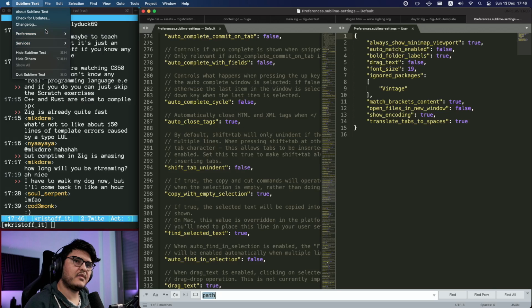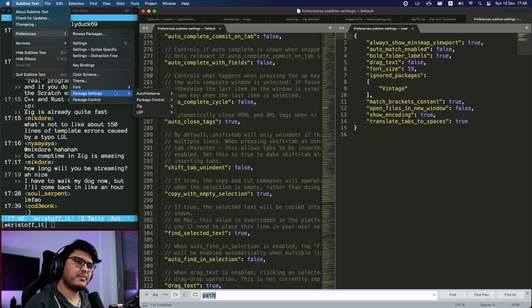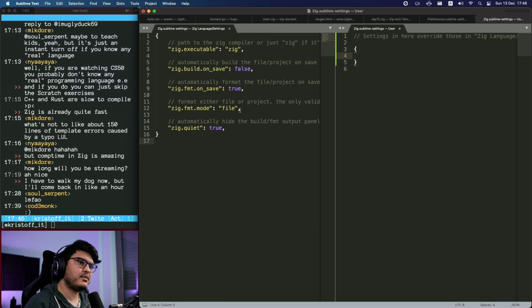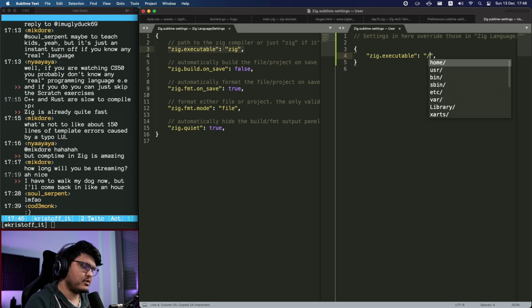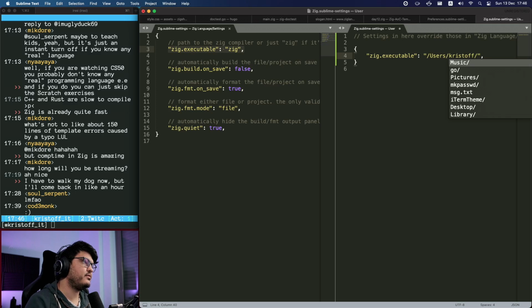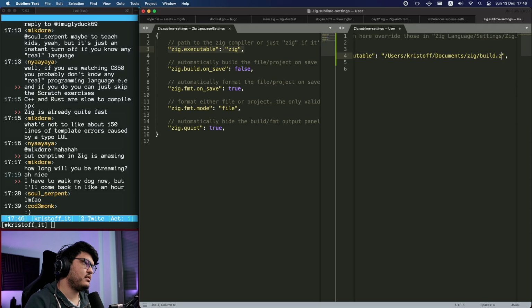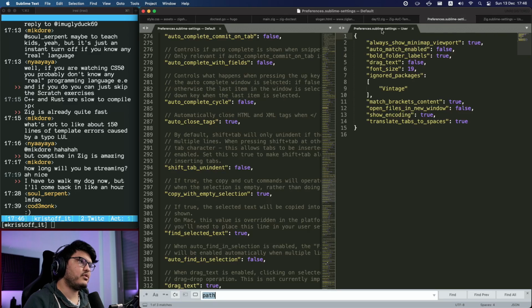Okay, maybe we can also do these package settings, zig settings. Yeah, you know what? Let's do this. Zig executable. Users, Christoph, Documents, Zig, Build, Zig. This should be it. So let's see. Did we fix my stuff?